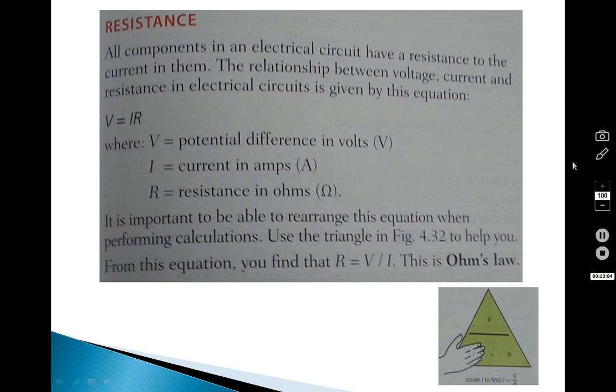What is resistance? All components in an electrical circuit, as we have discussed before, have a resistance to current in them. Each component in the circuit has resistance to current. The relation between voltage, current, and resistance is given by this equation.